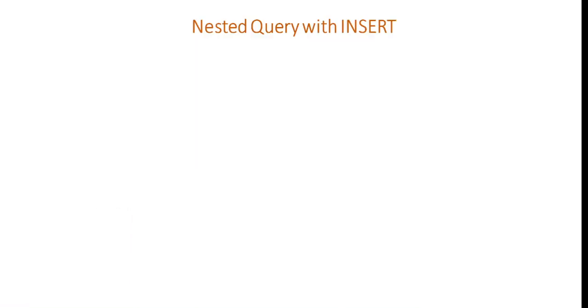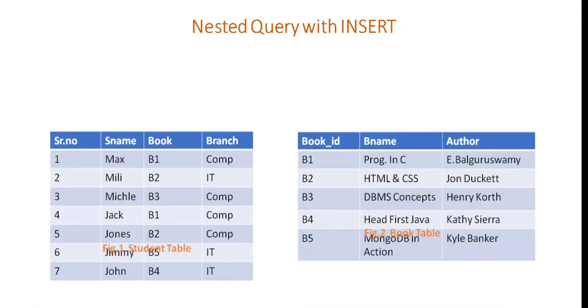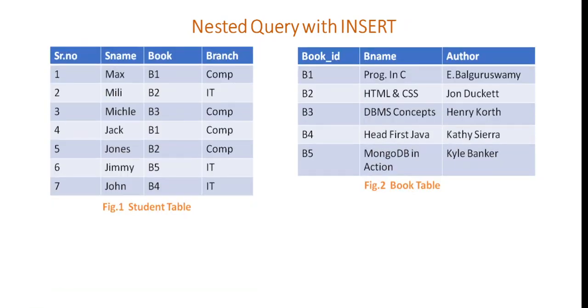Now, up till now we have seen all subqueries with select query. Now let's see nested query with insert. So we can use a nested query in an insert query also. So here I have two tables, student table and book table. Again the tables are the same that we have seen in the previous example. Student table consists of information about students and the books issued by students, and book table consists of book ID, book name and author, information of books.